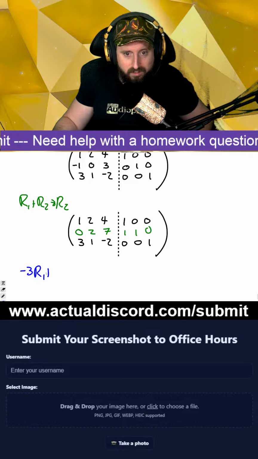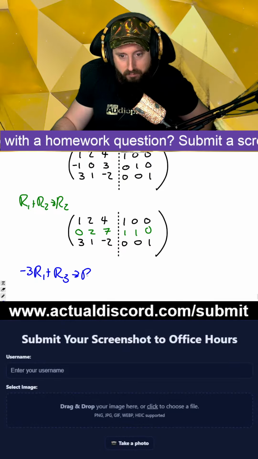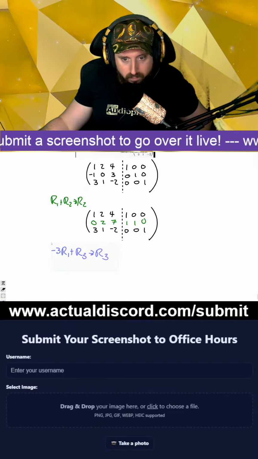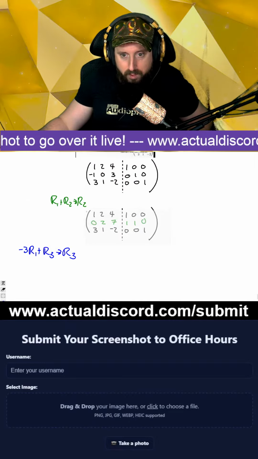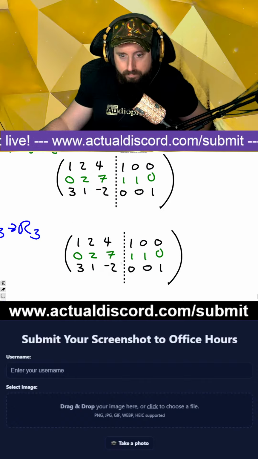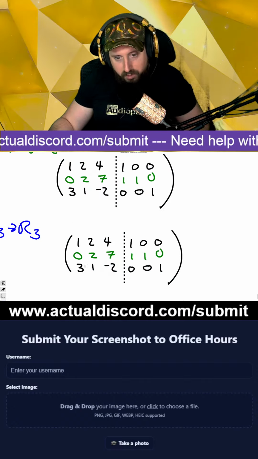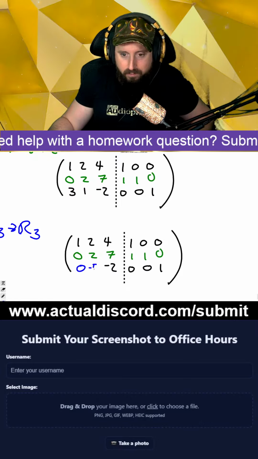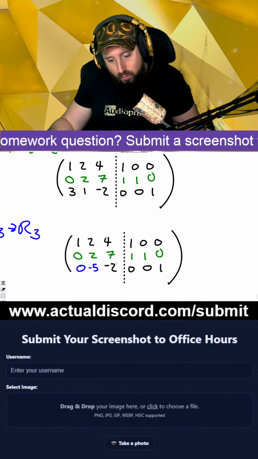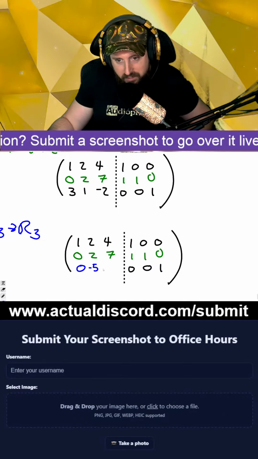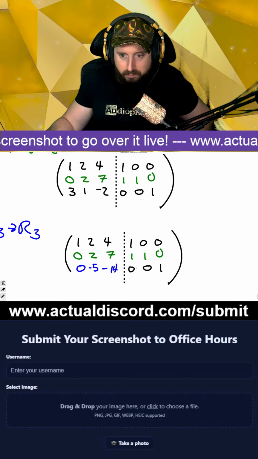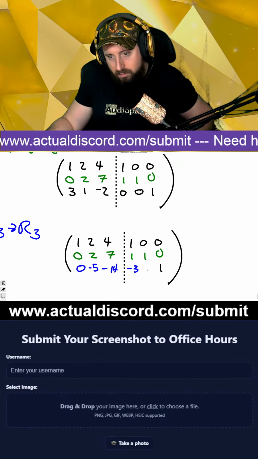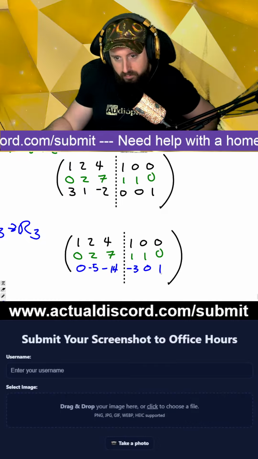Negative 3 times R1 plus R3 is going to now imply R3, because I'm going to take this to kill this off. So let's see what happens when we do that. Negative 3 times 1 plus negative 3, that's going to get me 0. That's negative 6 plus 1, which is negative 5. That's negative 12. Negative 2, that's negative 14. And then negative 3 times this plus that is negative 3, 0. And then that's also just 1. Cool.